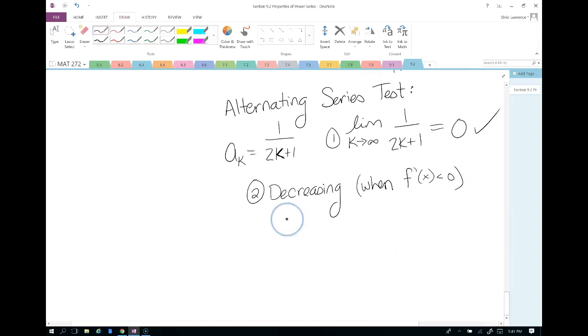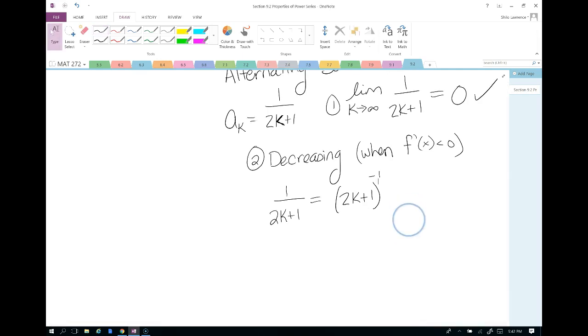So I'm going to think of my 1 over 2k plus 1 as a function, and I'm going to find its derivative. And you might want to think of this as 2k plus 1 to the -1. That way we can just do chain rule on it. So this is our a sub k. We're finding a sub k prime.